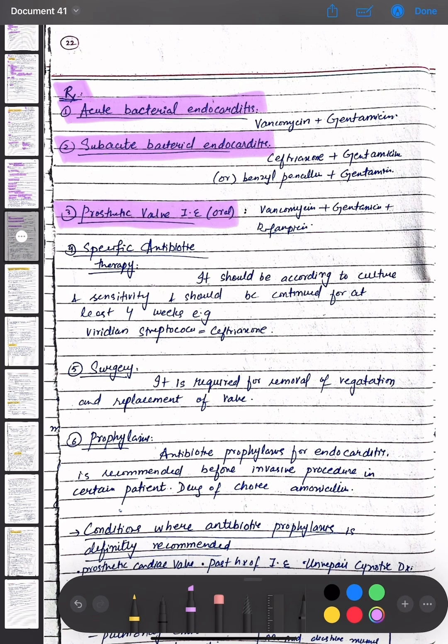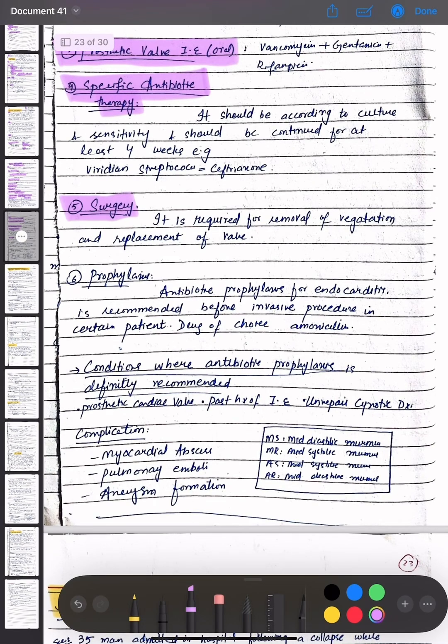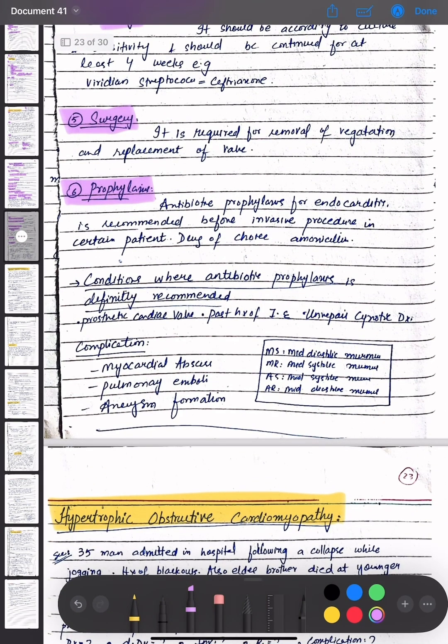Specific antibiotic therapy is provided. It should be according to culture and sensitivity and should be continued for at least 4 weeks, for example, viridin streptococci and ceftriaxone. The surgical options are required for removal of vegetation and replacement of valve. Prophylactic antibiotics are used for the endocarditis, which is recommended before invasive procedure in certain patients, and the drug of choice is amoxicillin. Condition where antibiotic prophylaxis is definitely recommended are prostatic cardiac valve, past history of infective endocarditis, unrepaired cyanotic diagnosis. Complications are myocardial abscess, pulmonary emboli, and aneurysm formation.